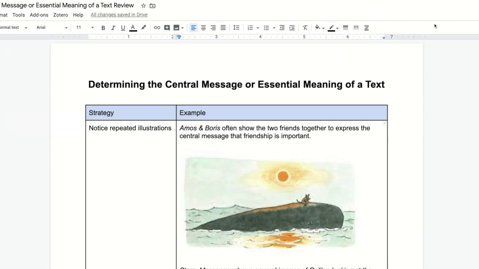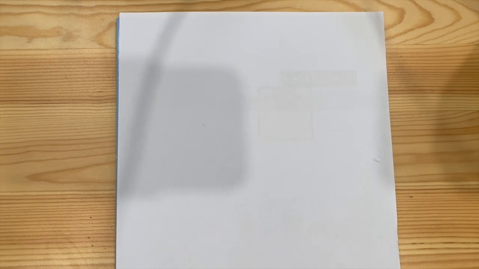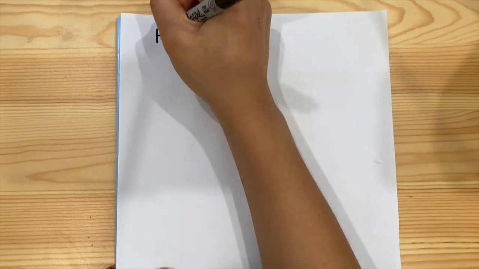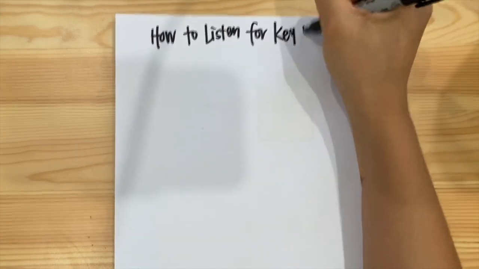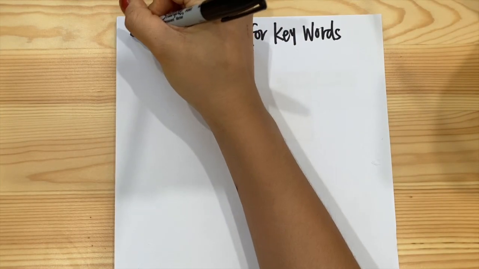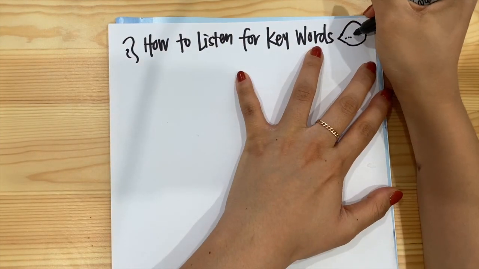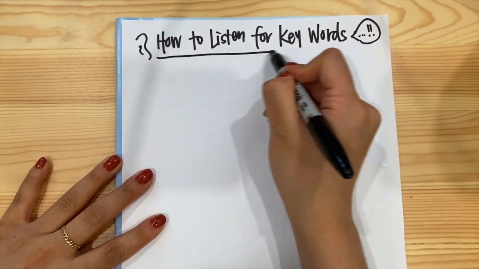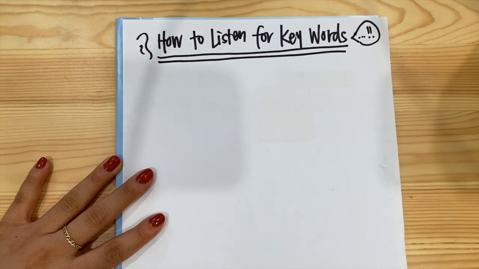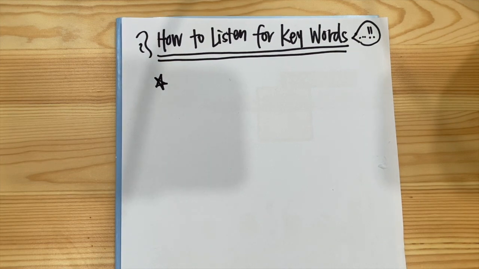All right? So today I want us to go over again how to listen for keywords. And so I'm going to show you your anchor chart for keywords. I'll draw a little ear here, to just emphasize that we are listening for important words. Okay? So first, how to listen for keywords.